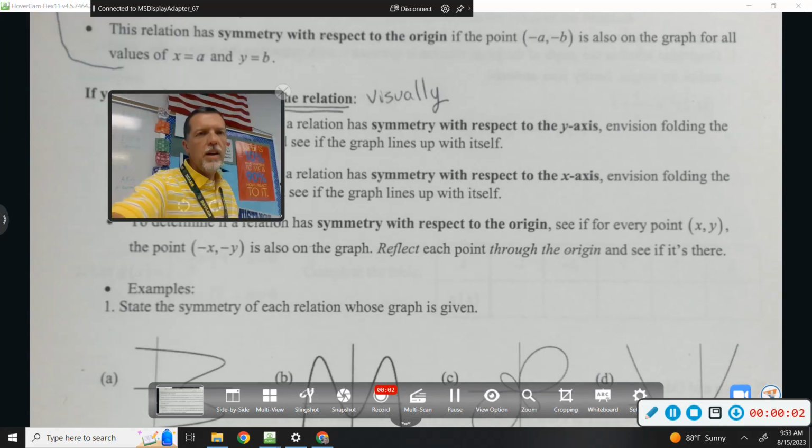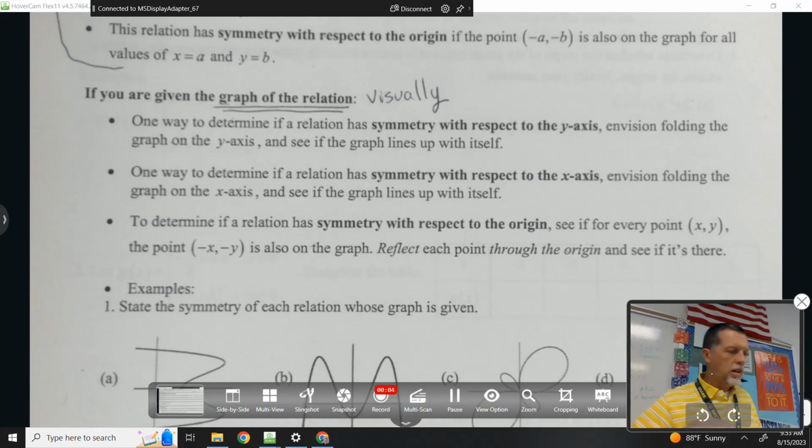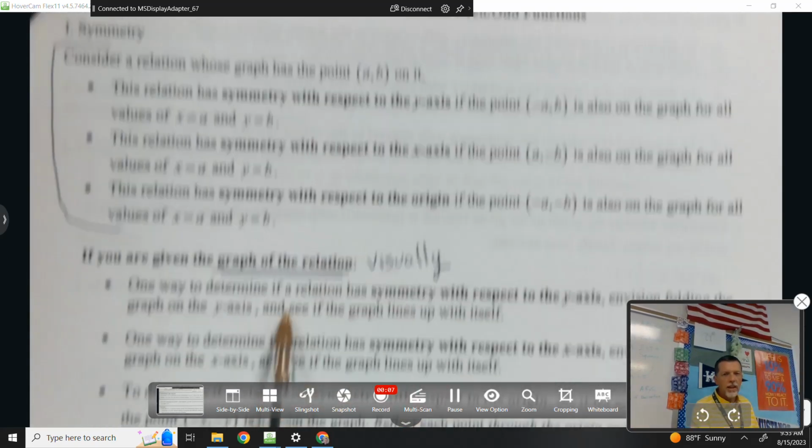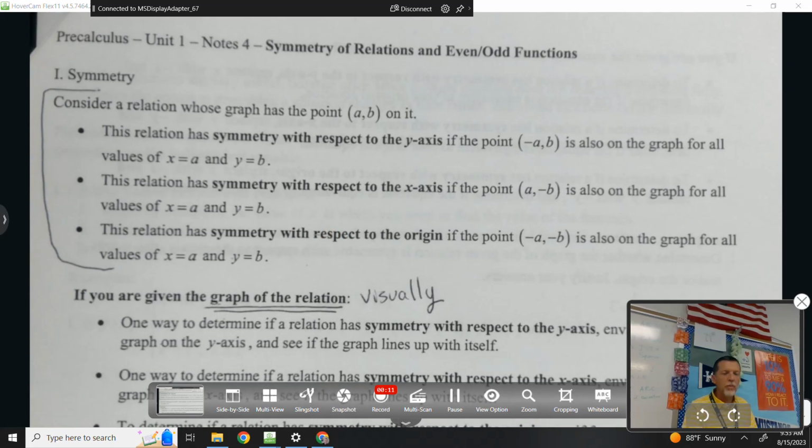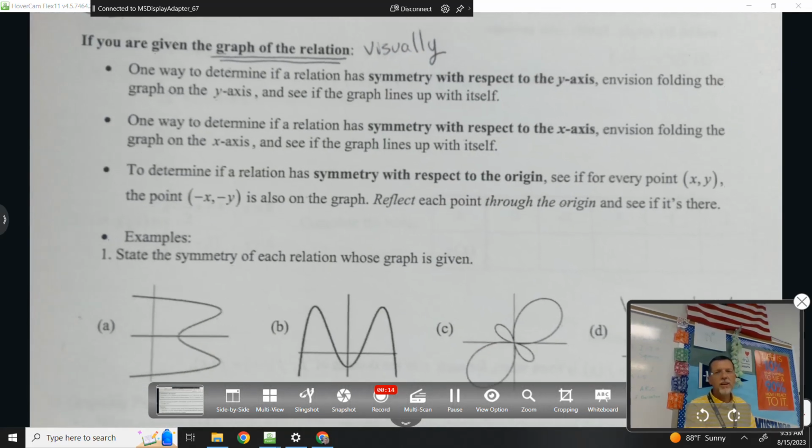So day 4, unit 1, symmetry. Again, the first 3 dots, they're not wrong. I think they're just more confusing than helpful. We'll say it better later.